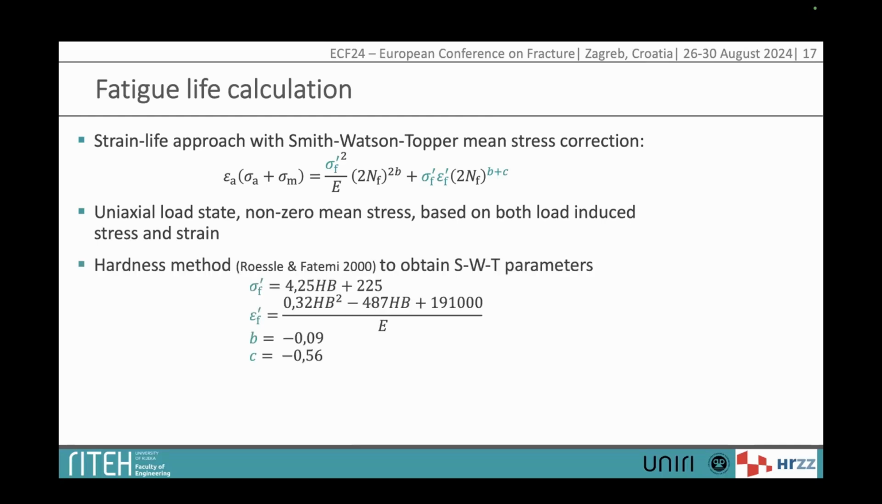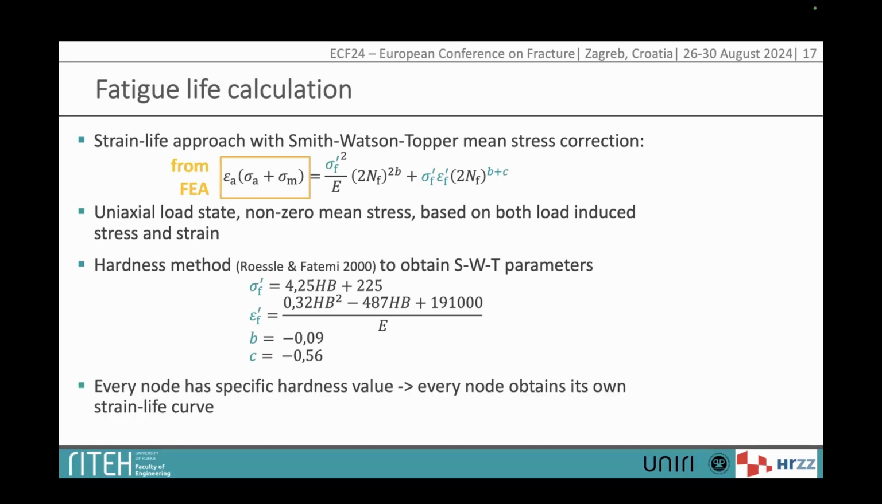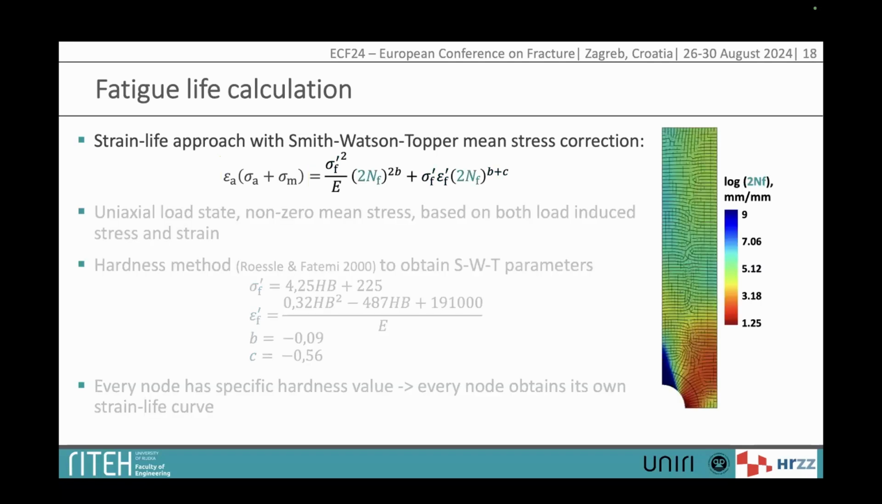These blue variables I took from the hardness method, the one also mentioned before. And this beginning of the equation, which are basically stress and strain amplitudes and mean stress, were taken then from the FEA, what you saw before. And then, since every node has a specific hardness value, it will also have a specific strain life curve. And basically, we need to solve this upper equation numerically for 2NF, and then we can obtain the value of each node, so fatigue life at literally every node on this kind of specimen.